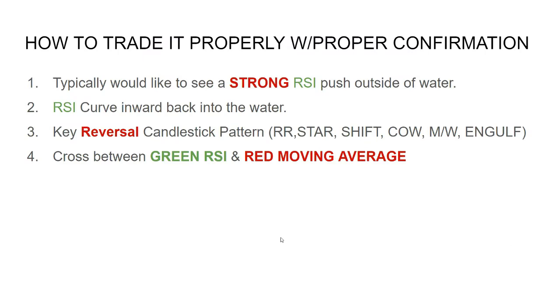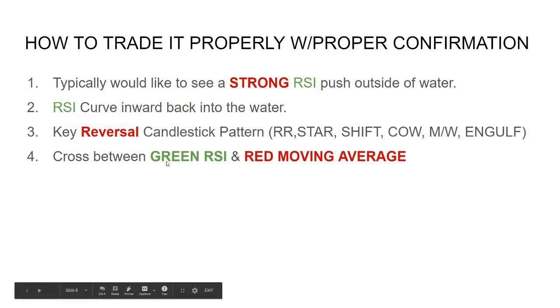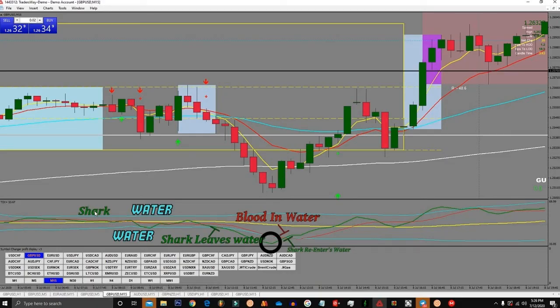But yeah, and lastly, a cross between the green RSI line and the red moving average. So a quick rundown again: the shark leaves the water, curves back up, creates a shark fin back into the water, also crossing that red signal line. And then look right here, a key reversal candlestick pattern, and then you're on your merry way. Entry would have been right here on this candle opening, and you would have been in drawdown a little bit, but it shoots up.